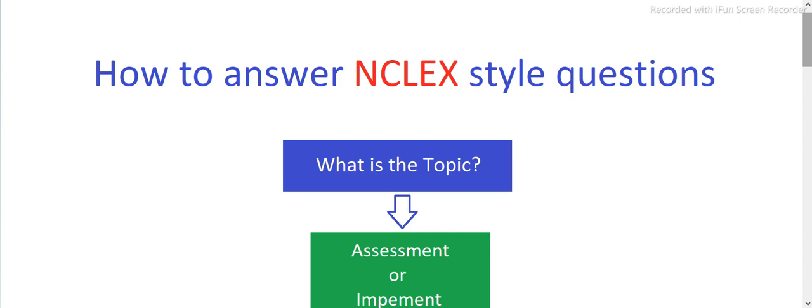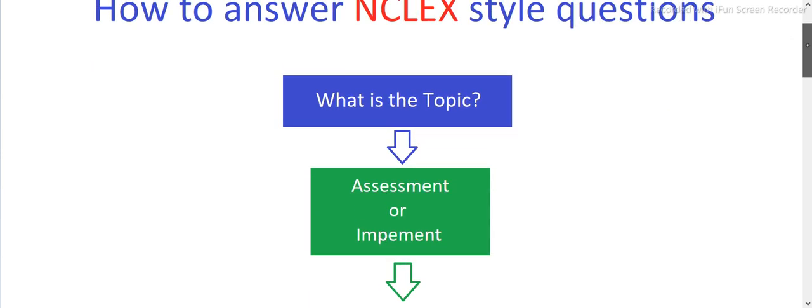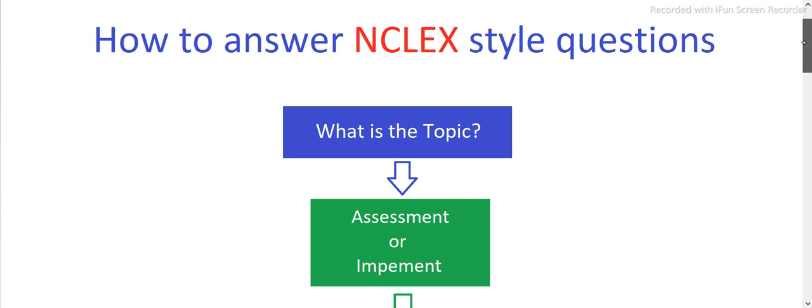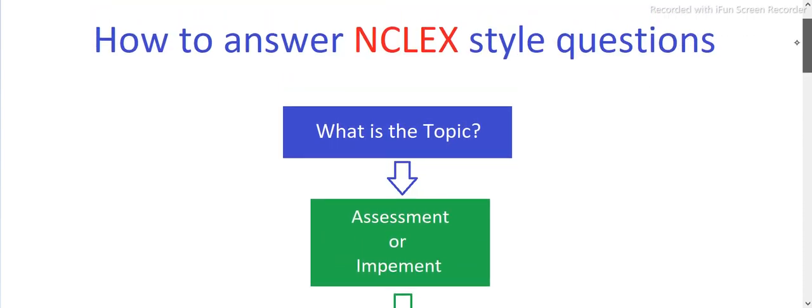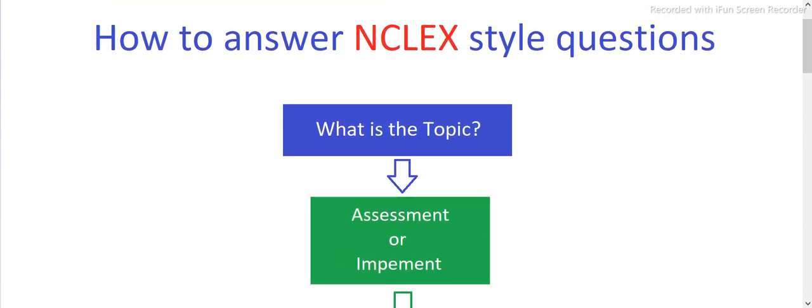So the Kaplan decision tree is made up of basically 5 different steps, and it's based on the process of elimination. So this is the decision tree right here. The very first thing is, what is the topic of the question? What is it talking about? This will help guide your answer.